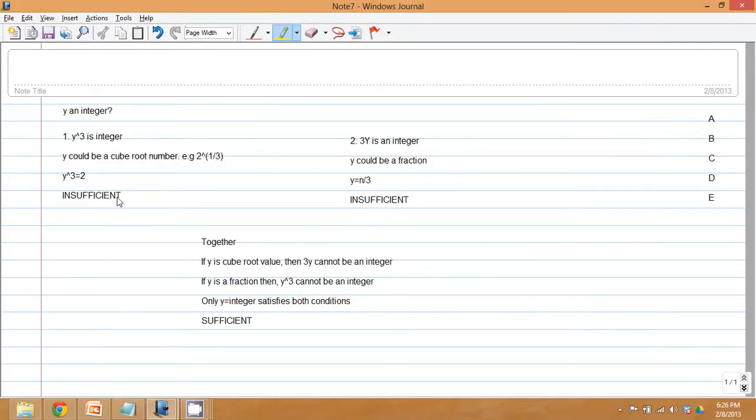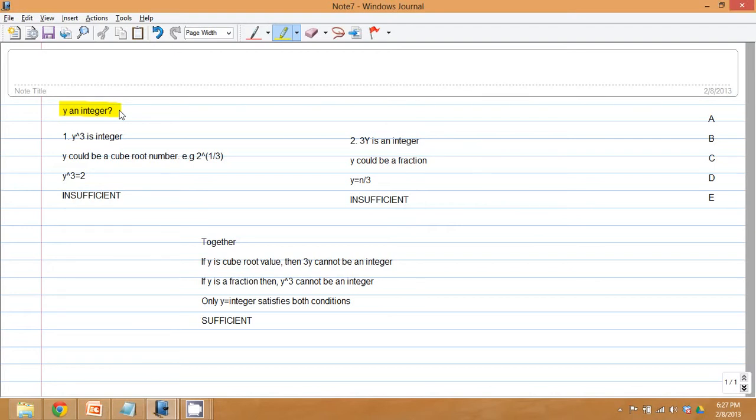Let's have a look at this question. It asks whether y is an integer or not. That's our question. We need to find out whether y is an integer or not, and it's a very simple question based on number properties. You need to work on numbers and confirm whether you can always find an integer value for y when it sticks to the criteria mentioned in these two statements.